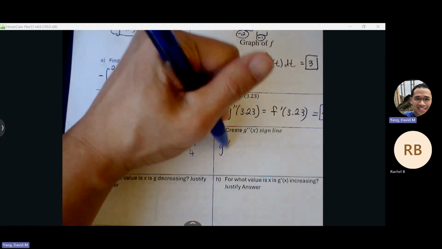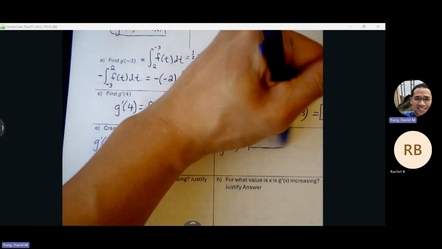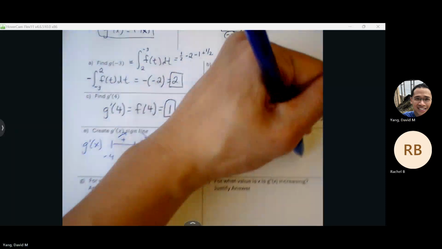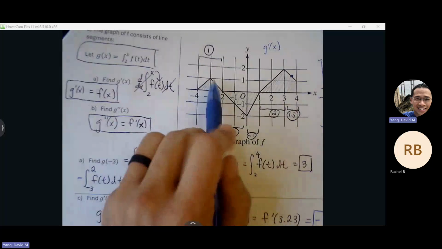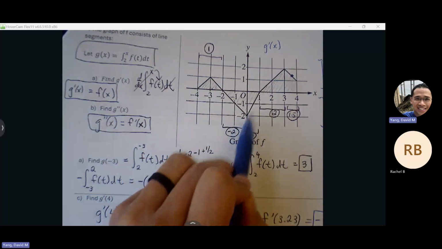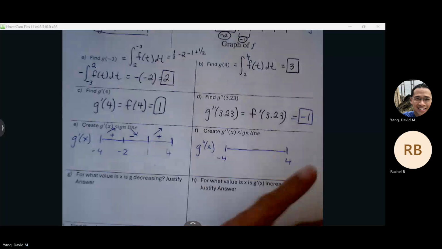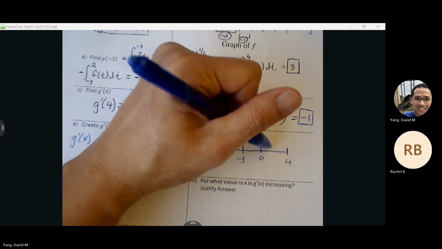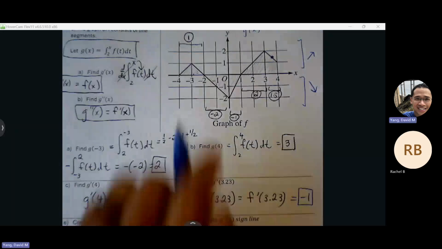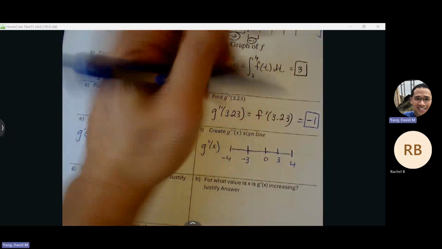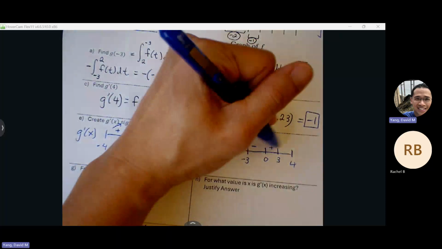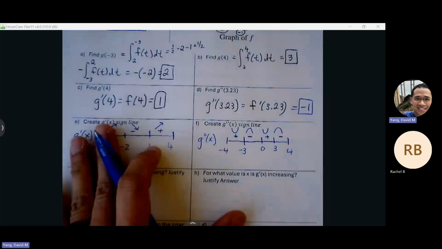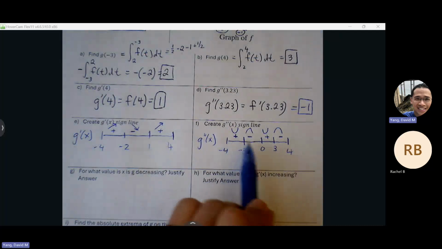The double prime sign line. Take off your relative max and relative mins. This is now going to give you information about concavity. So relative max at -3, relative min at 0, relative max at 3. And now look at slope. Between -4 and -3, my slope is positive. Then slope is negative and positive, then negative. And we can translate all this in terms of the graph of G to be curvature information, concave up or concave down.